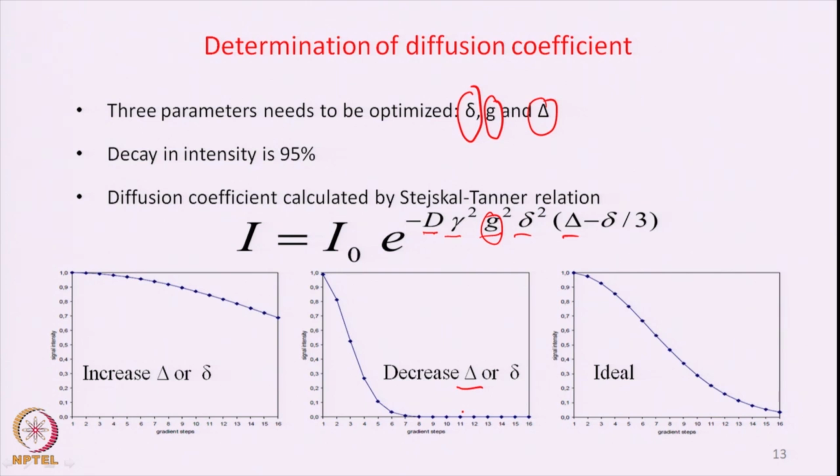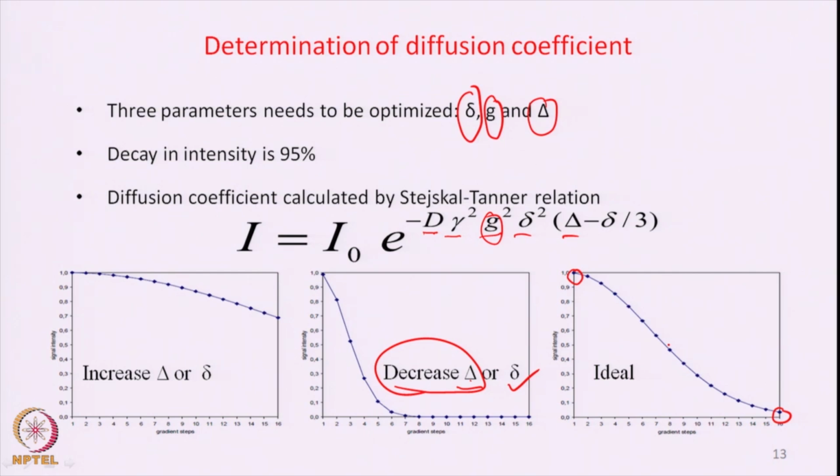Now, for experimental points we need a nice curve, so that at a very low gradient we have intensity almost 100%, and as we increase the gradient strength the intensity should go down. We have to make sure the curve comes like this. This is the ideal case. If the curve does not come out like this, then we have to play around with the duration of the gradient pulse and the time delay. In this case you have to increase these two parameters, big delta and small delta. In this case you have to decrease them, and this is the ideal case.